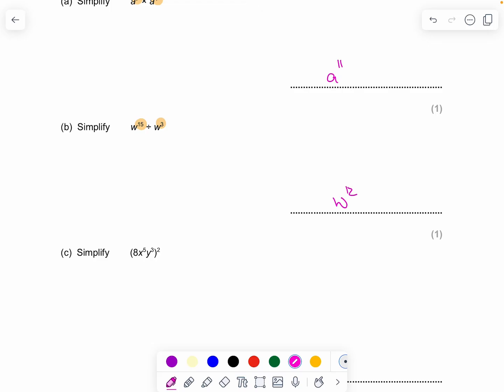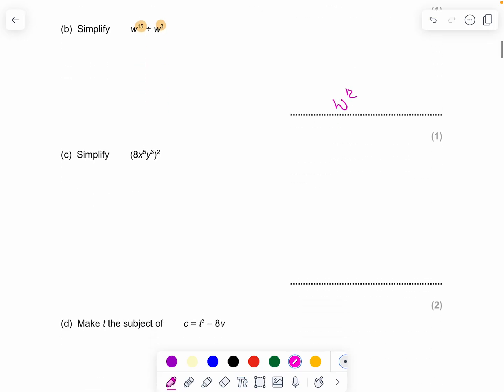Next, some of you did fall down on this, which is understandable. When we've got the brackets, we multiply the indices. So we've got 5 times 2, which is 10. So we should have had x to the power of 10. And then we've got 3 times 2, which is 6. So we should have y to the power of 6.